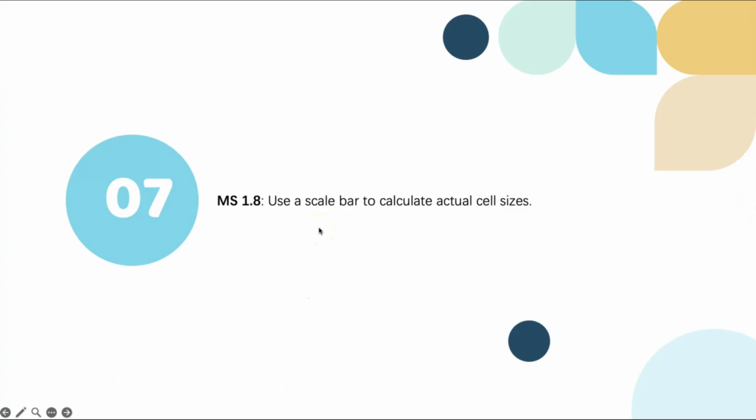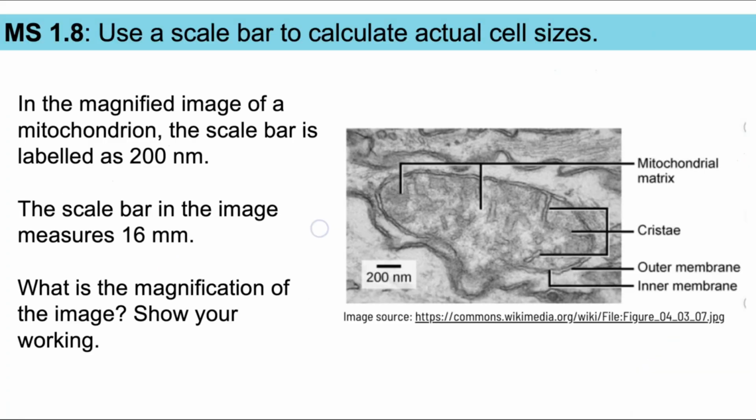Next we've got is using a scale bar to calculate the actual cell sizes. So in a magnified image, like we can see here, sometimes you actually get a scale bar, and from that you have to work out the magnification, and they don't give you the magnification. And in this one, we've got a mitochondrion, and we've been given this scale bar, and we're told that scale bar is 200 nanometers. Now, what that means is that line there represents the actual size of 200 nanometers. Not that if you were to look at that, that is literally 200 nanometers on the image. That is the actual size.